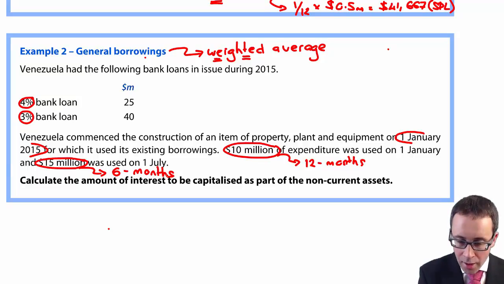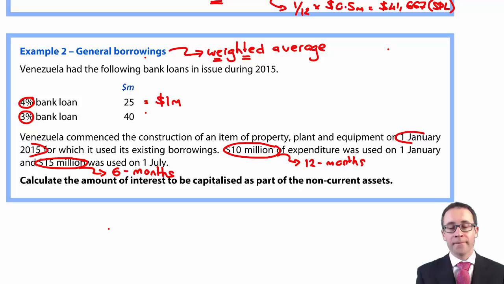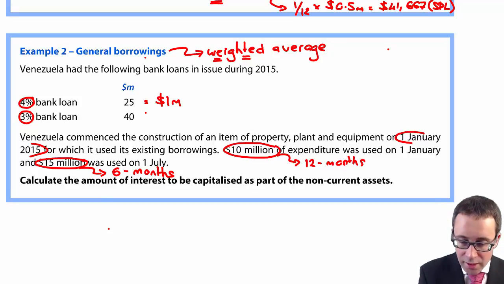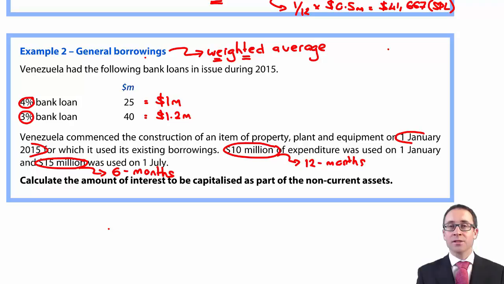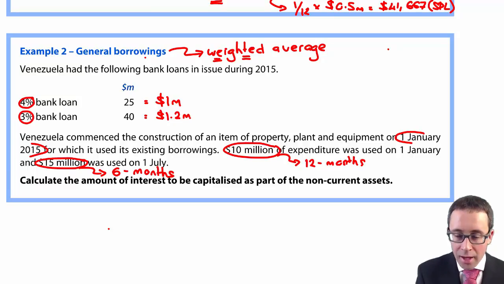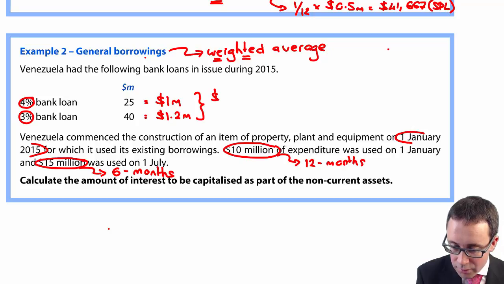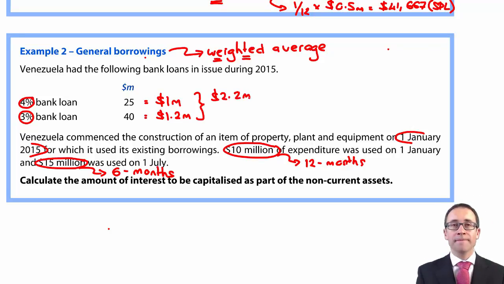Well, if we go through there and work out the interest, so 4% on 25 million is $1 million. Okay. So 4% of 25 million. You've then got there, is it 3% of 40? Is that 1.2 million, isn't it? Okay. If you combine that together, the total interest that you've got is $2.2 million, isn't it?